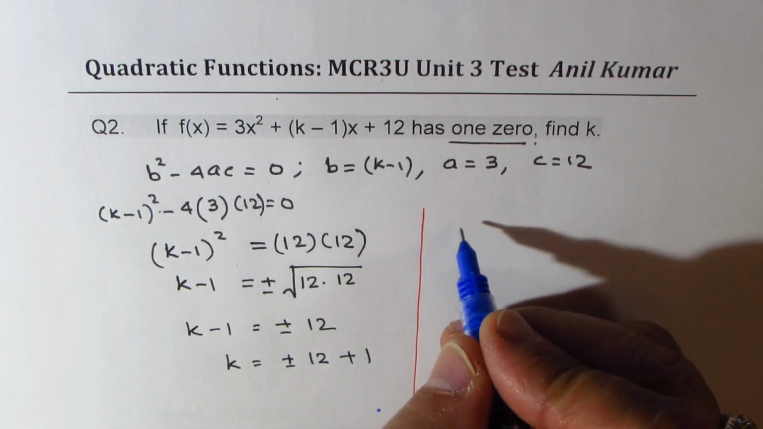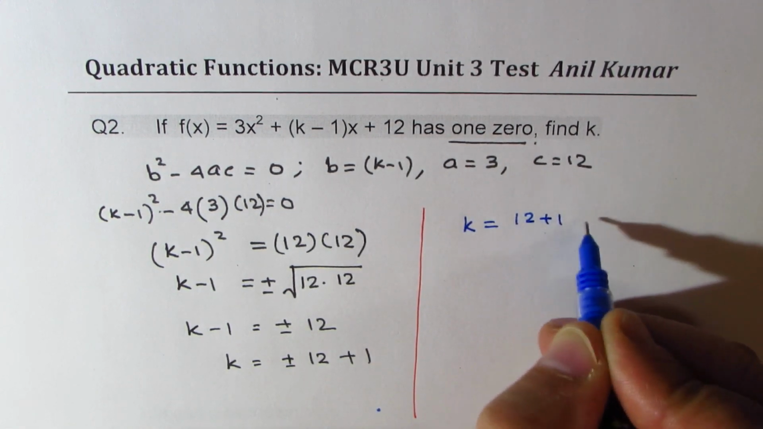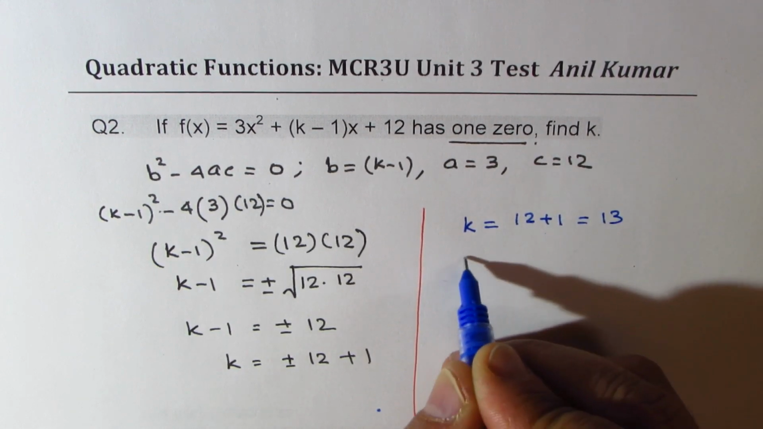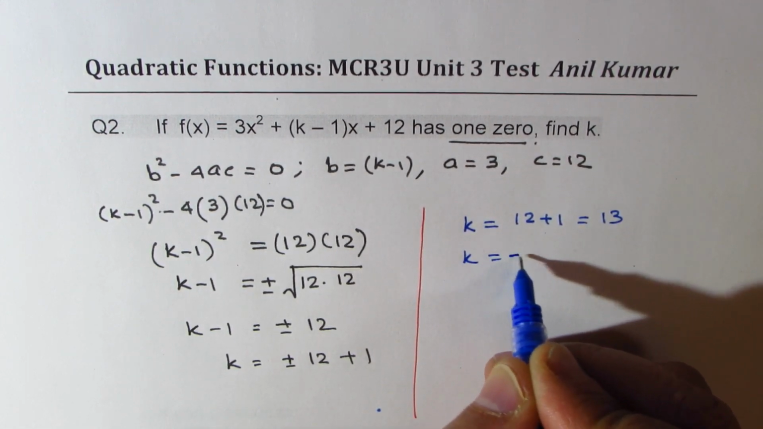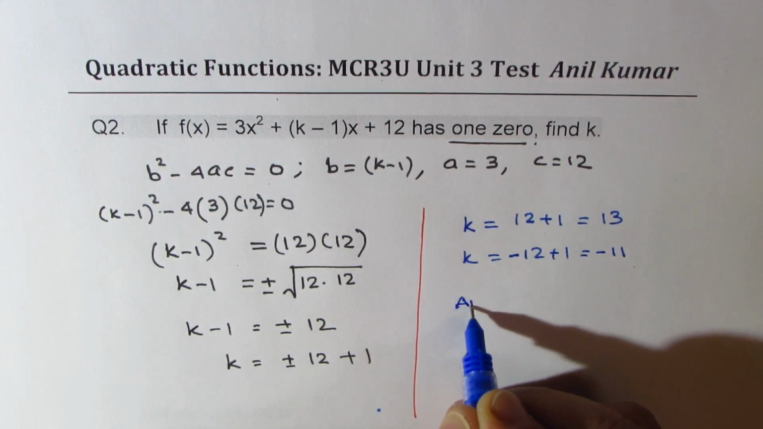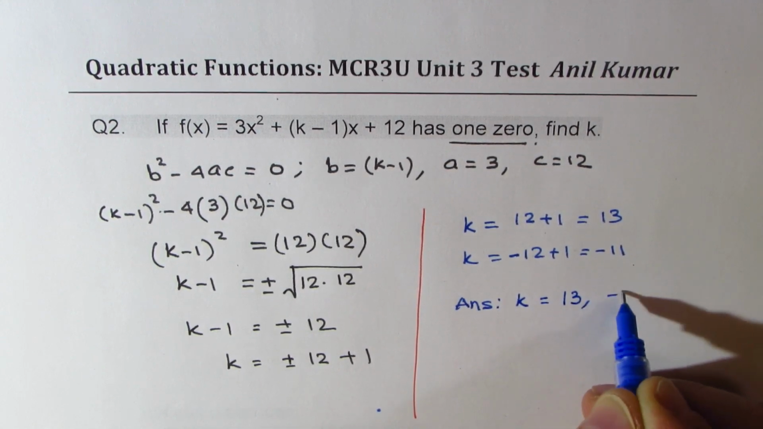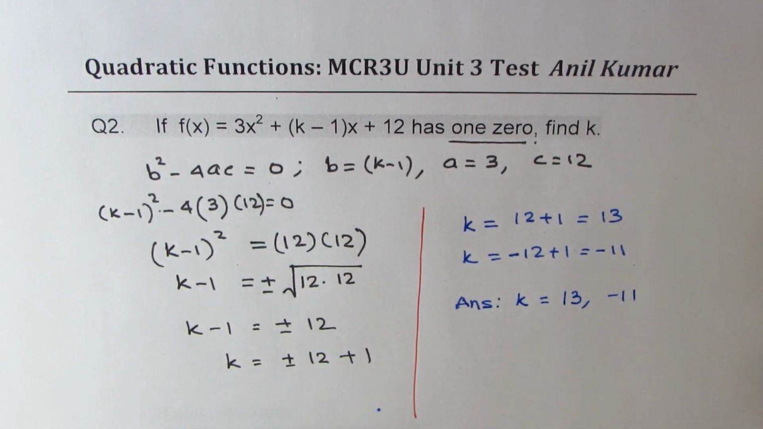So one of the values is k equals 12 plus 1, which is 13. And the other one is k equals minus 12 plus 1, which is minus 11. So we have answered that k is equal to 13 or minus 11, right? So that is how we are going to answer this question. I hope it is absolutely clear.